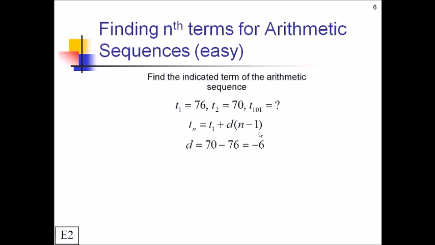So we're going to be plugging in 76 minus 6 times, well, we want the 101st term, so that's going to be 101 for n minus 1. So that's 101 minus 1, which is 100. So minus 600, and that's going to come out to negative 524.